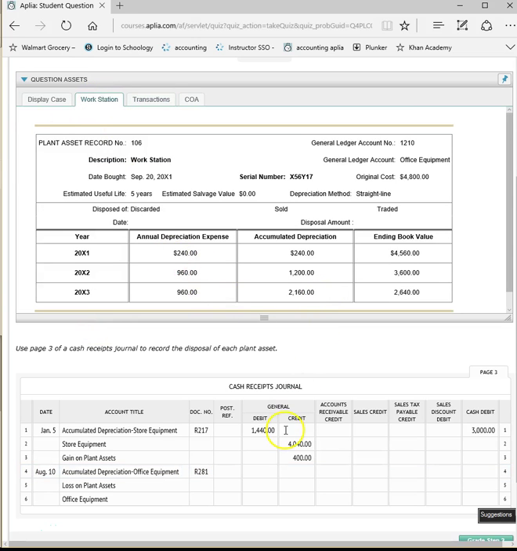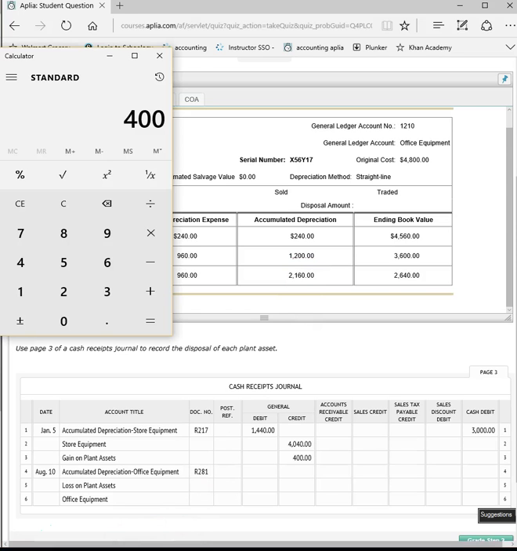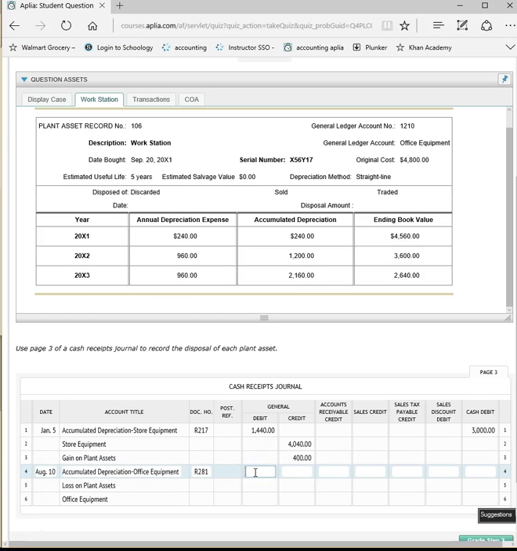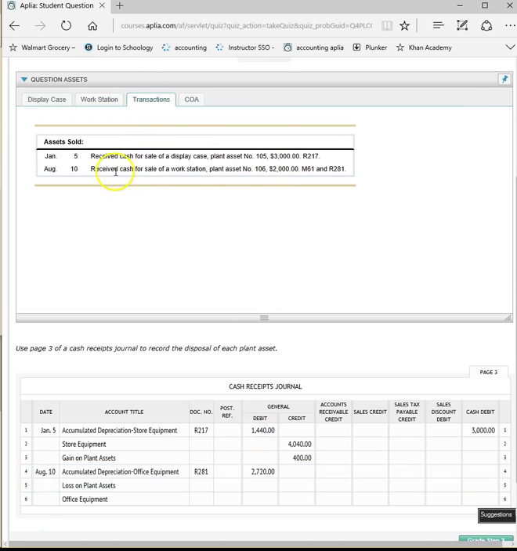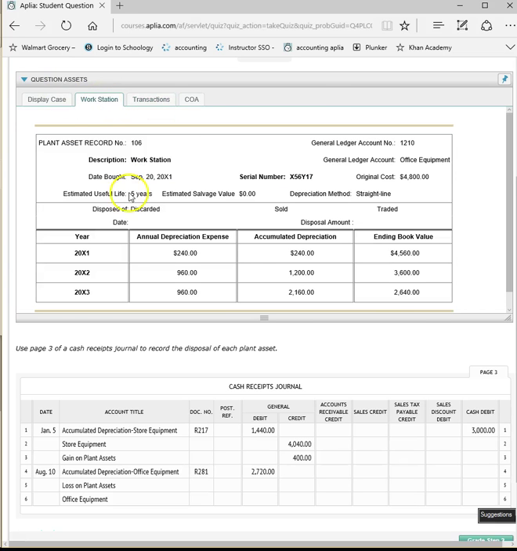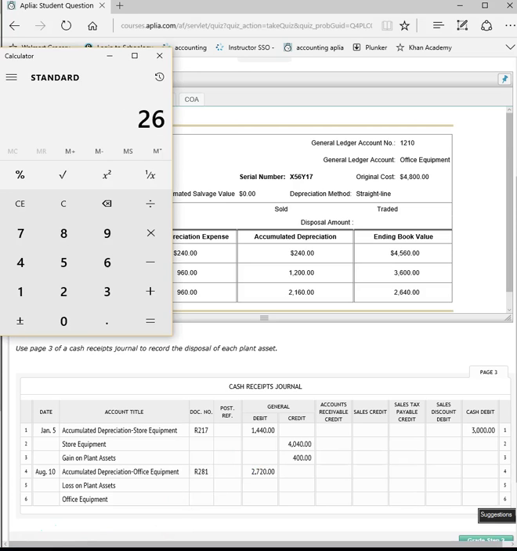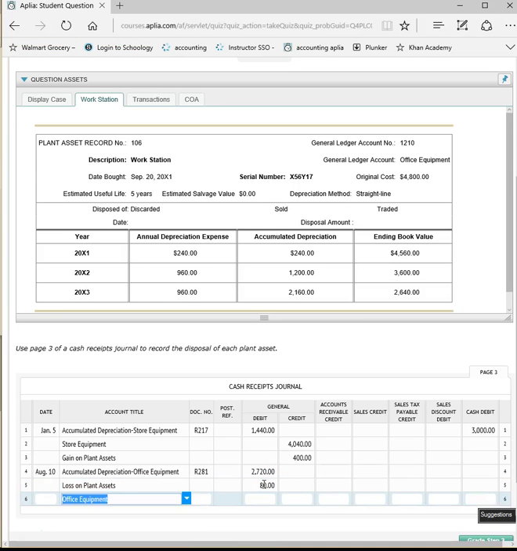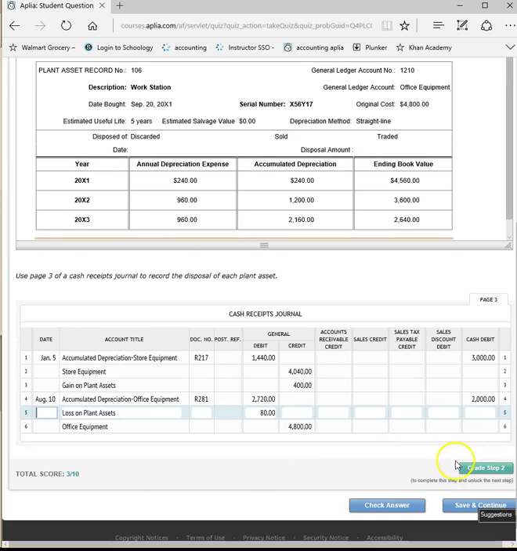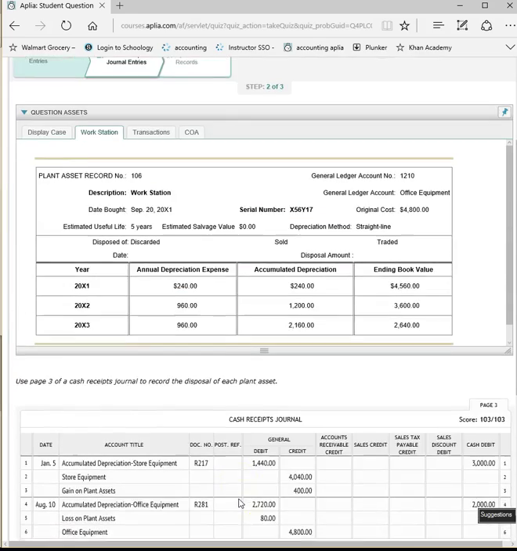Accumulated depreciation here is 2,160 plus 560, which we figured out on the last page. So 2,720. The transaction says that we received cash of $2,000. And if we take this 2,640, subtract our depreciation, it's actually worth $2,080 on our books. So we actually lost some money on that sale. And our office equipment when we bought it was $4,800. So we made $2,000 in cash. Cool. That was a little difficult. Awesome. Yay.